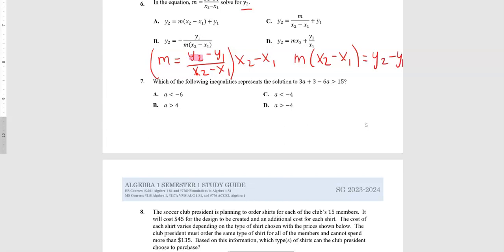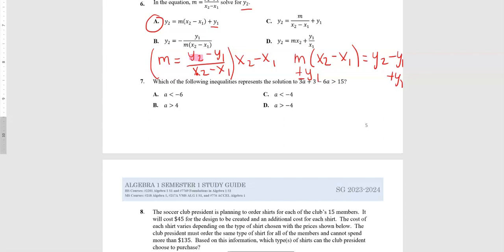Okay, and then to get rid of that, I'm just going to add the y1 to both sides of my equation. And that's going to end up being this one right here, A: y2 equals m times the quantity x2 minus x1 plus y1. That's where this comes in here.